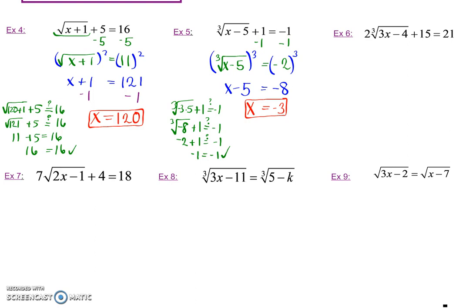Now, I want to do another one with you, and then I'm going to give you a chance to work out a few of them, and then I want you to check your answers on those. So, number 6, we're going to isolate the radical. And in fact, the radical is this whole piece here. But the first step we need to do is subtract that 15. Now, the radical is still not by itself. But if I divide by 2, now it's by itself.